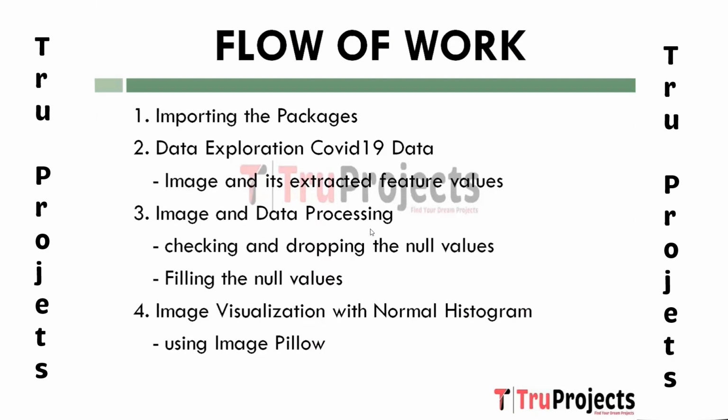Then next we have image and data processing. In this we have first checking and dropping the null values, reviewing the data for missing data and removing any instances with incomplete information. Second, we include filling the null values, reviewing the dataset for missing data and addressing it by replacing or imputing values, which is needed to maintain data integrity.